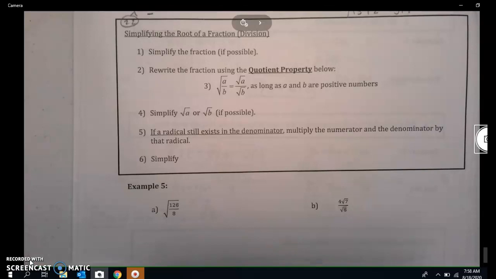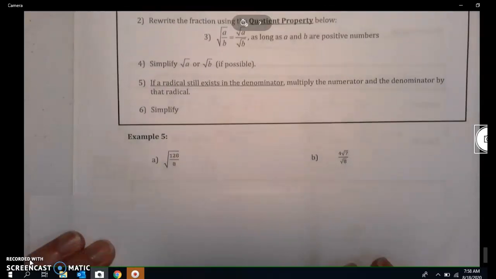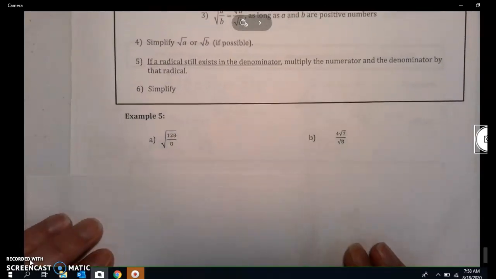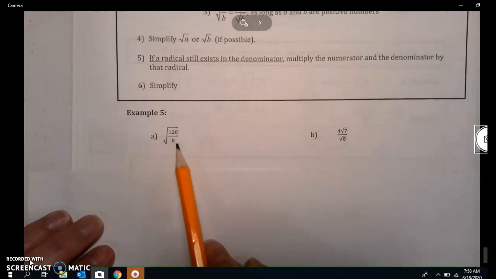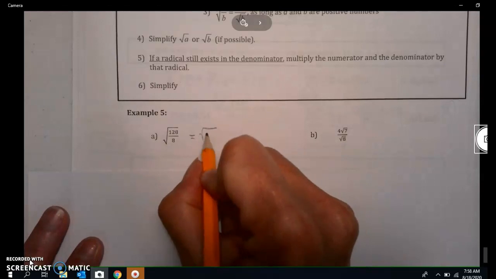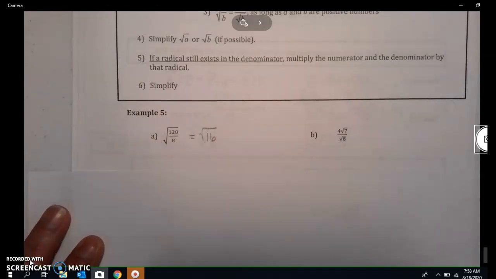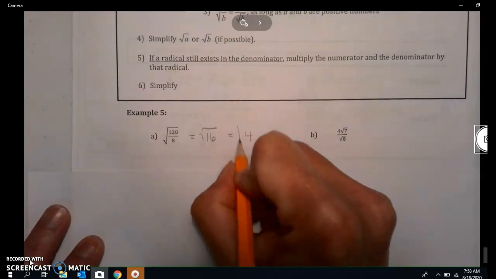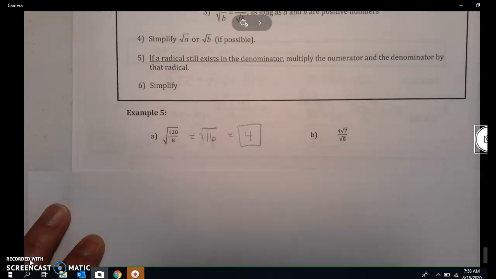All right, I'm going to do a couple examples with you. Looking at this one right here, I see I have rad 128 over 8. The first thing I want to do is ask, can I simplify that? It turns out 128 is divisible by 8, and it's just 16. So really, this is just a sneaky way of writing the square root of 16. And we know that answer, it's 4. So this is an example of one of the easy ones, but it's actually kind of sneaky. You've got to look out for those.